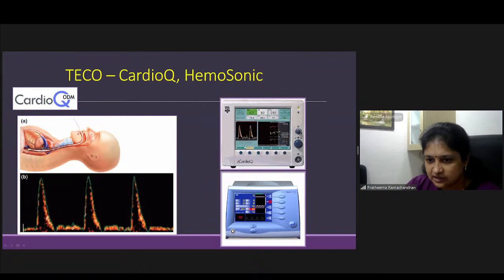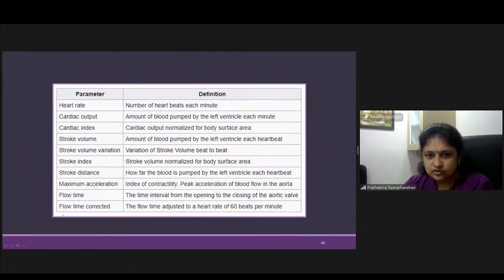So this is there. And we can see that again, the cardiac output is monitored. We can see how the change reflects on the blood flow. Every time blood crosses the aortic valve, the root of the aortic valve, it is seen like this. So a lot of variations and parameters are seen. Flow time is very, very important. The flow time is measured, and it is the FTC which is important. And this FTC is corrected and adjusted to a heart rate of 60 beats per minute. So this is how it looks.